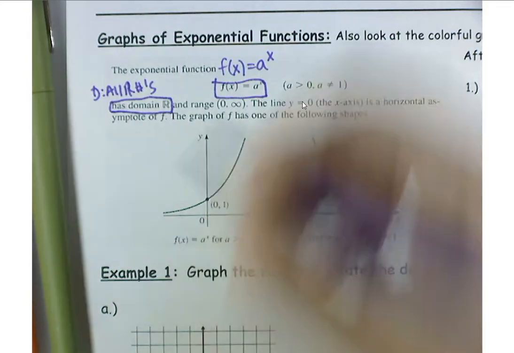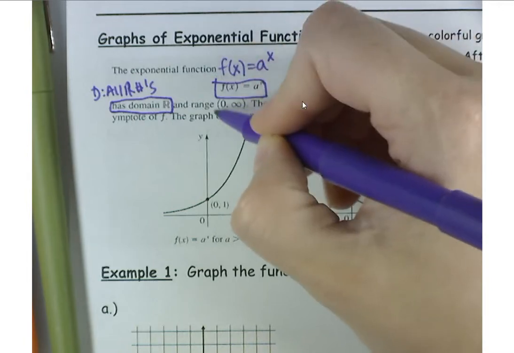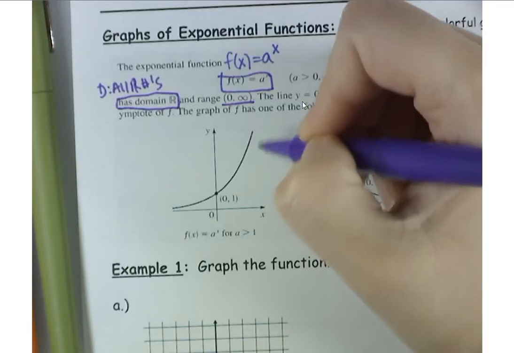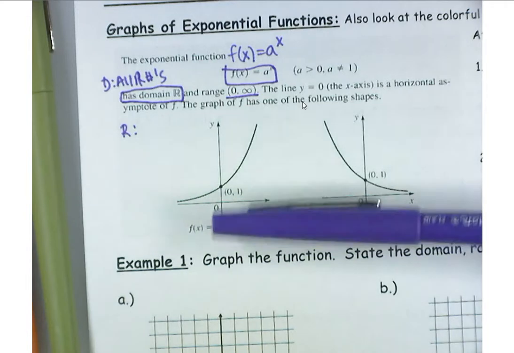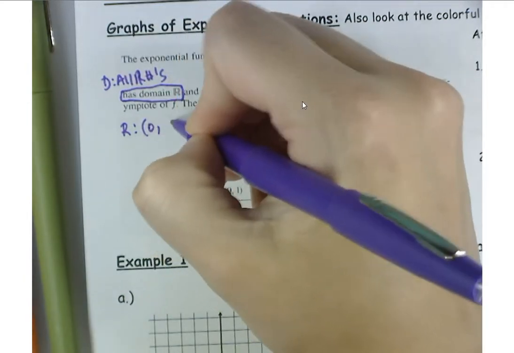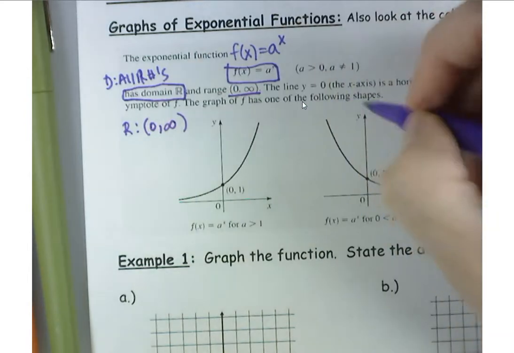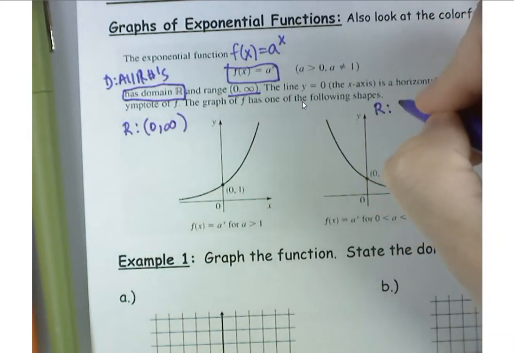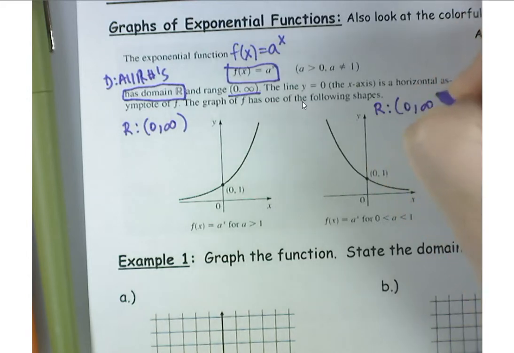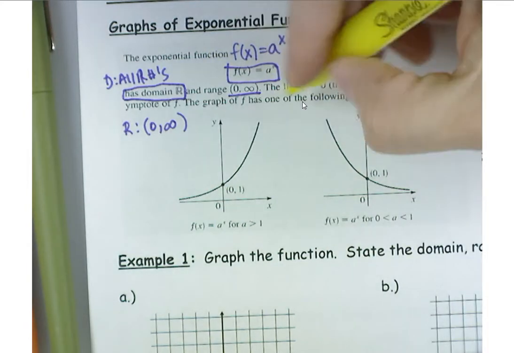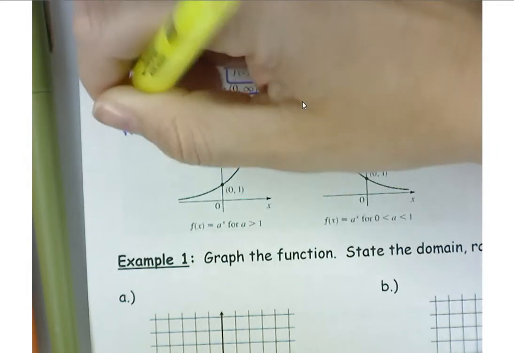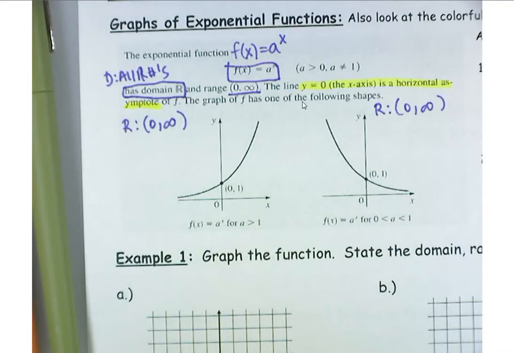And then the range is 0 to infinity, and that's for both of these functions. Sometimes your range is going to fluctuate. But if we look at this graph, you can see all the points are above 0 and going up, so it would be 0 to infinity. For this one, the range would also be 0 to infinity. Again, they're at 0 or above. Then it tells us that the line y equals 0, which we know is the x-axis, is the horizontal asymptote. We're going to go ahead and put that in.